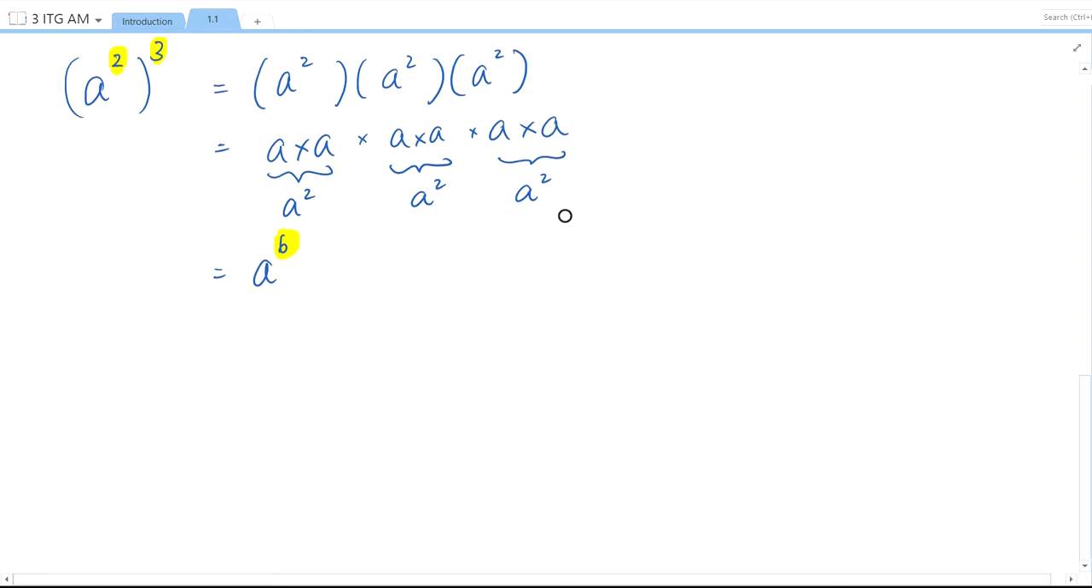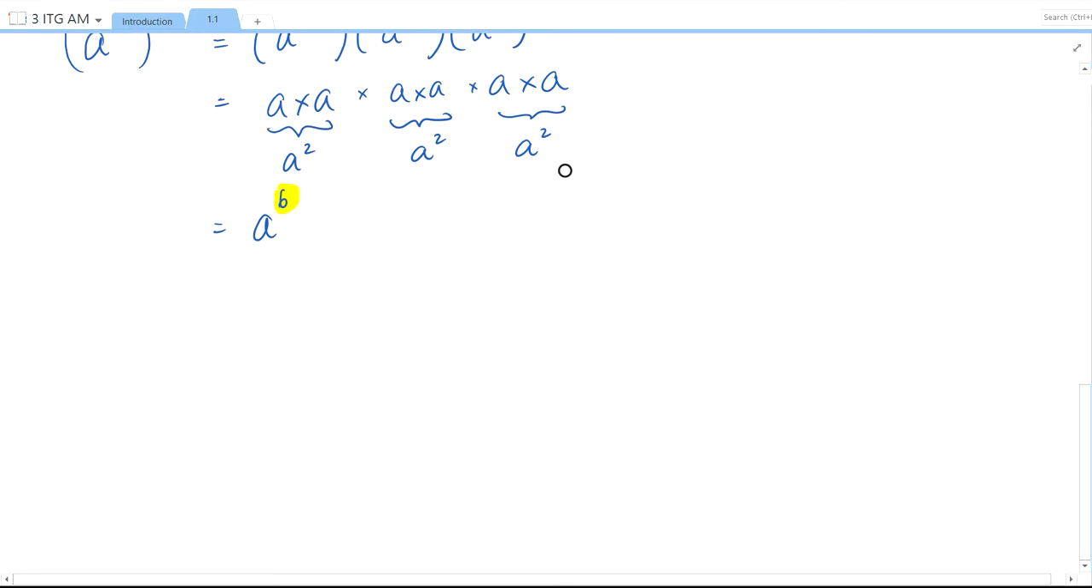So let's try another example. Let's say we have a to the power of 2, then to the power of 5. So this gives us a square, multiplied by a square, multiplied by a square, a square, a square.